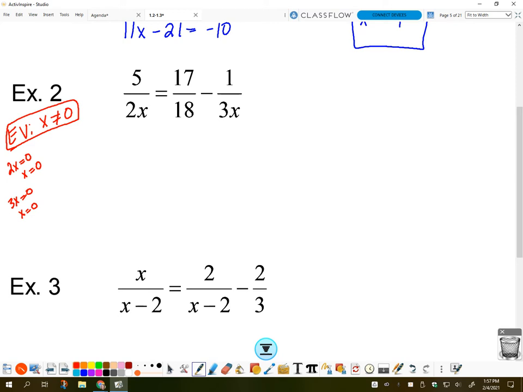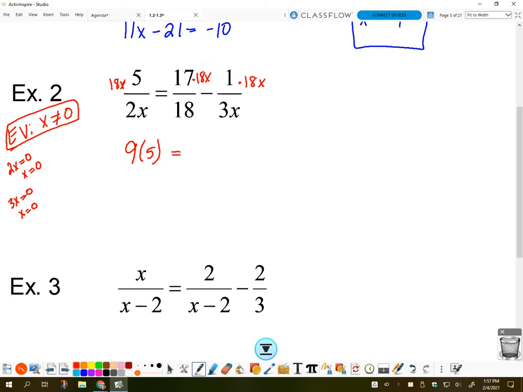Alright, now to decide what we're going to do, we need a common denominator. So for 18, 2x and 3x, we can use 18x. So if we times 18x on each piece of the puzzle, 2x goes into 18x 9 times, so you get 9 times 5.